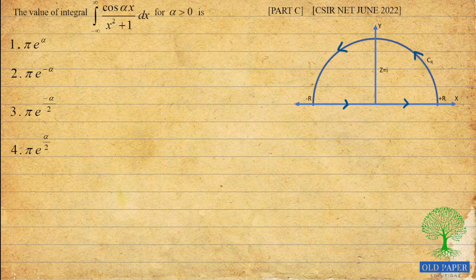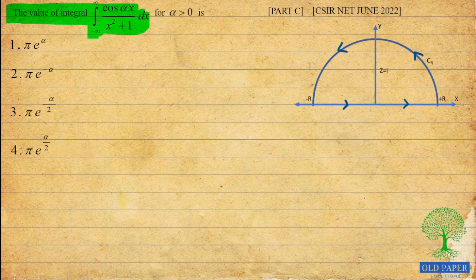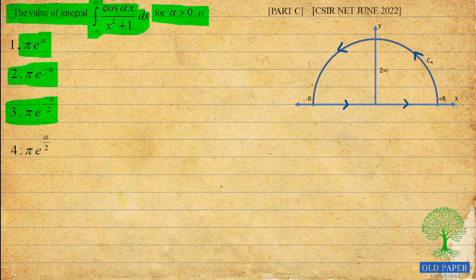Here we are solving a question from part C of the CSIR NET exam conducted in June 2022. The question reads: the value of the integral of cos alpha x upon x square plus 1 dx, from limits minus infinity to plus infinity, for value of alpha greater than 0, is. The options are: option 1, pi into e to the power alpha; option 2, pi into e to the power minus alpha; option 3, pi into e to the power minus alpha by 2; and option 4, pi into e to the power alpha by 2.